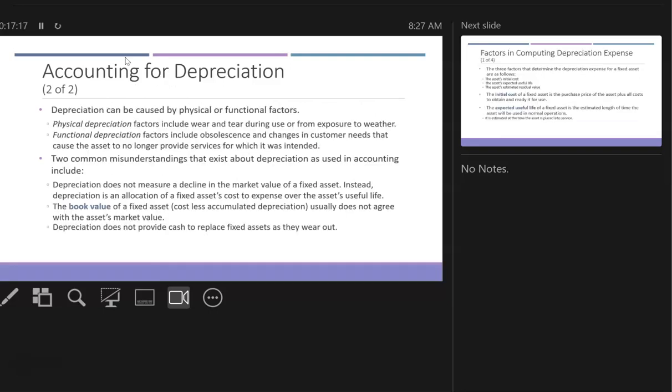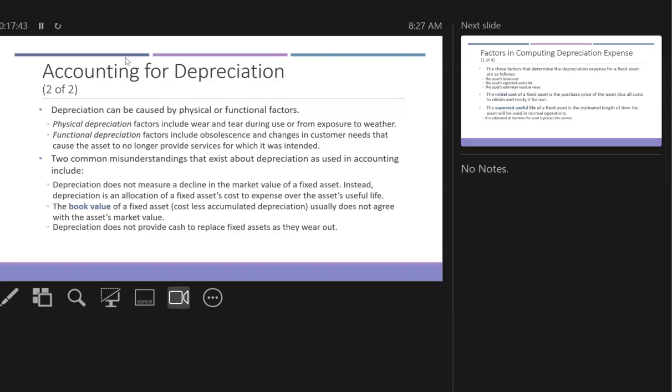Depreciation can be caused by physical or functional factors. Physical depreciation includes wear and tear during use or from exposure to weather. Functional depreciation, such as obsolescence or changes in customers' needs, causes the asset to no longer provide services for which it previously was intended.